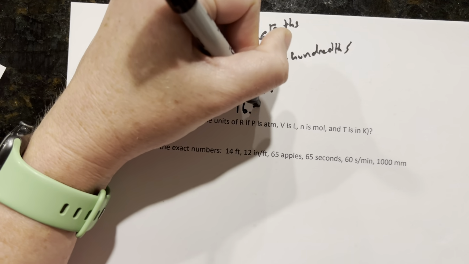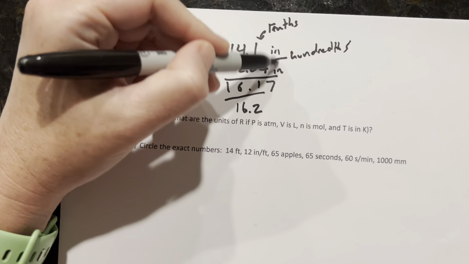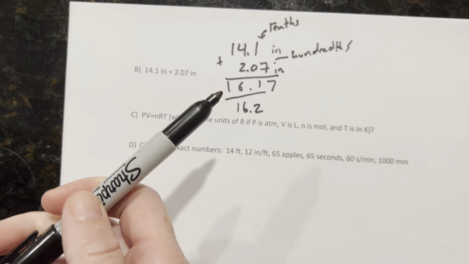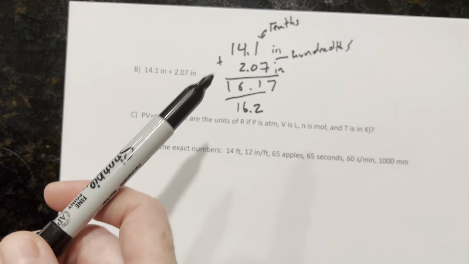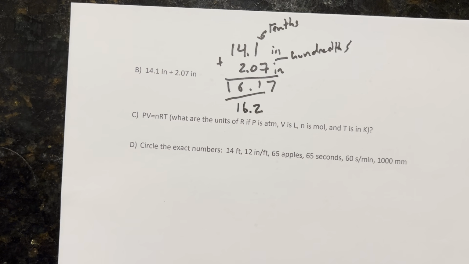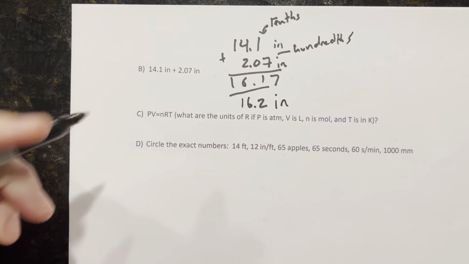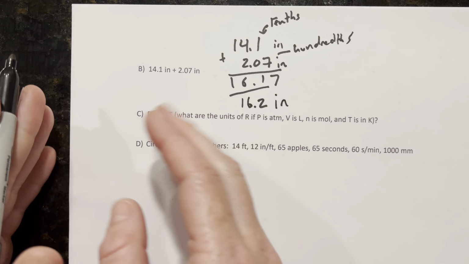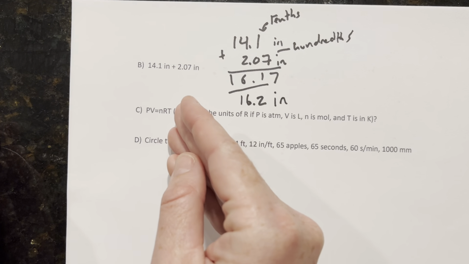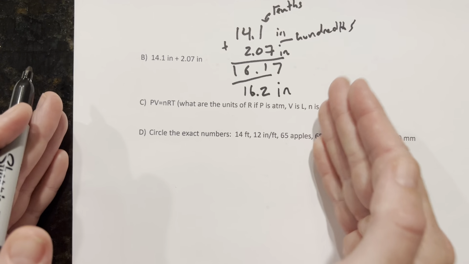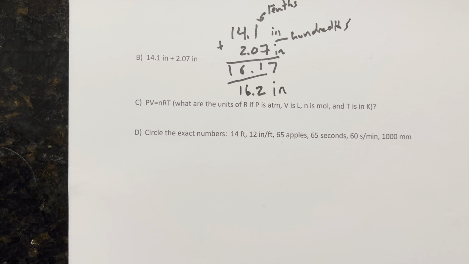We get 16.2. And then whenever you add units, in fact, you can only add things that are either unitless or that are the same unit. This would be inches. And this should make sense if I say, hey, I've got this measurement, this one thing is 14.1, and then we're going to add 2.07. How many inches is there? Your answer would be 16.2.